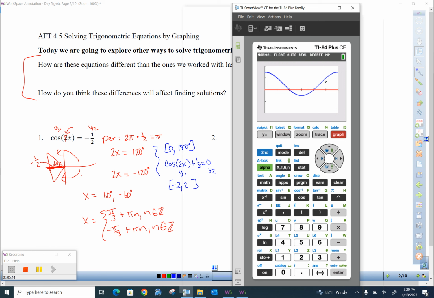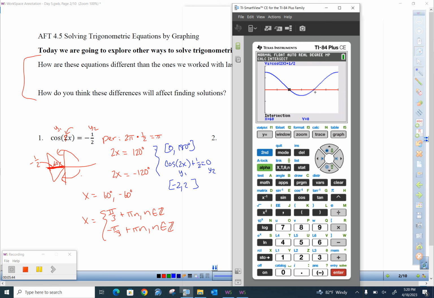All right, so looking at this, our intersections are where our solutions are. You can use second trace, intersection to find those. And we've got 120. We'll come back to what that represents. And then for the second one, we get over closer to it. You don't have to be right on top of it. You just have to be over halfway. We get 60, which matches up with this.